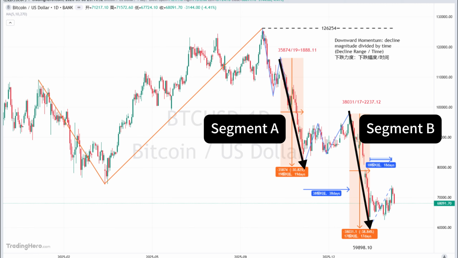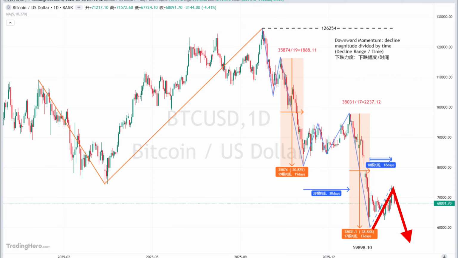At the daily degree, Bitcoin is still dominated by bears. Only when it falls again, breaking below 59,898 to a new low, with weakening momentum and the appearance of divergence, can the daily degree decline come to an end. Of course, a breakout below doesn't mean an immediate trend reversal. We need to combine it with sub-degree trends for a comprehensive judgment. This is just the minimum requirement for a trend reversal.